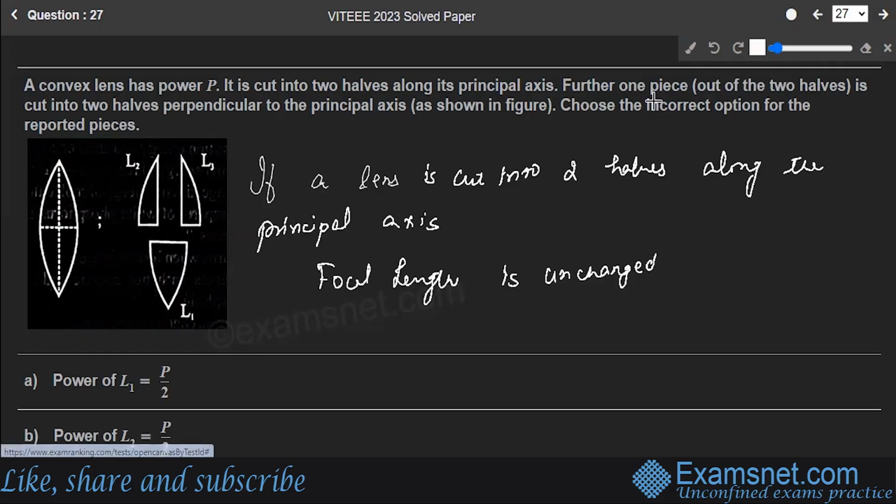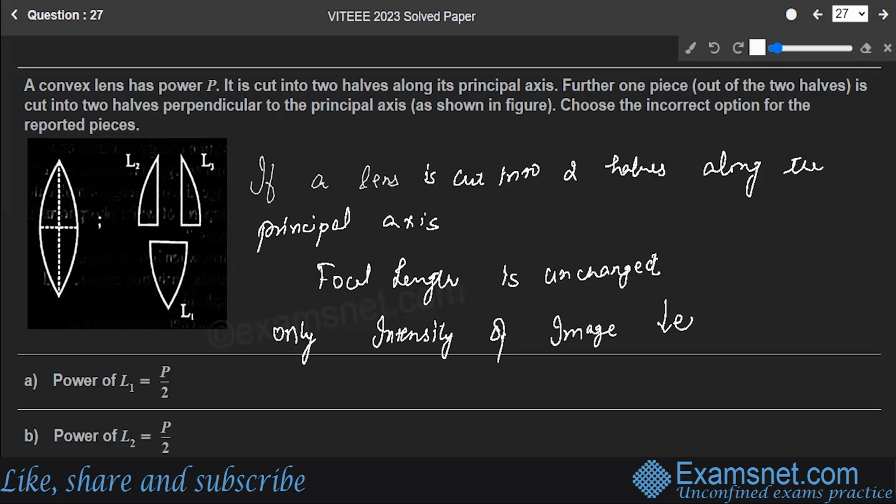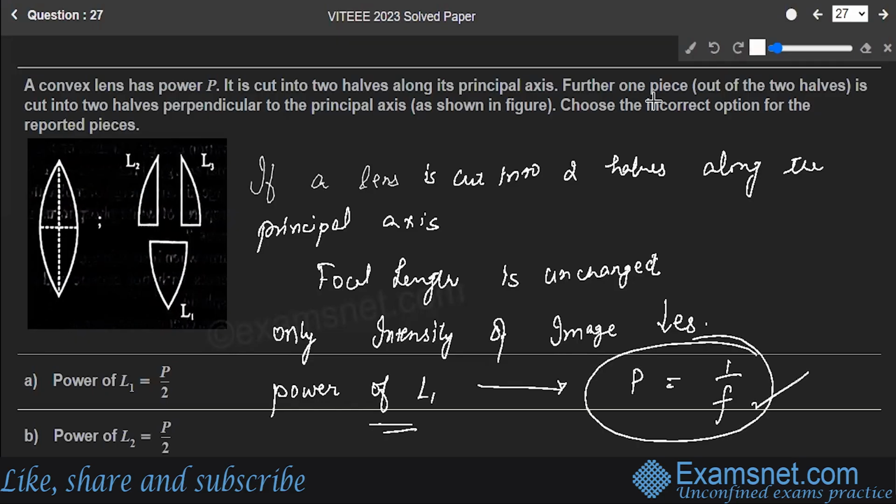Focal length remains unchanged. Only the intensity of the image changes, and in that case it decreases. So the power of L1 will remain unaffected. It will not change because power is inversely proportional to the focal length, and the focal length does not change. So power will also not change.